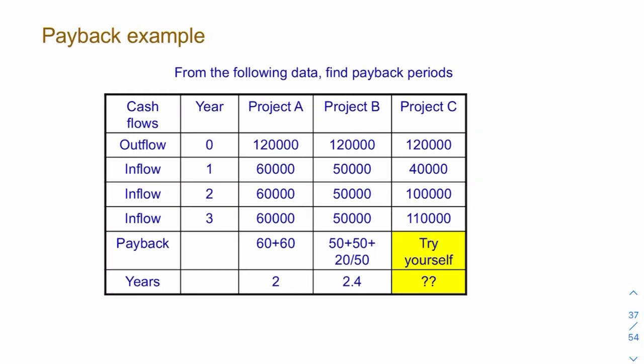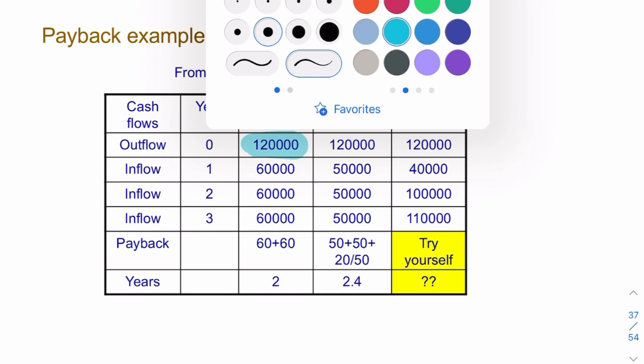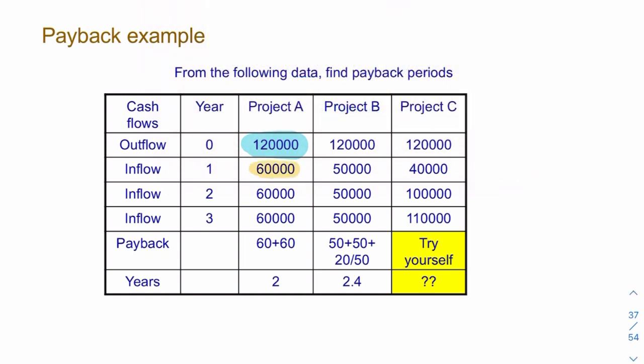So for example, let's say you've got three different projects, A, B, and C. So project A cost me £120,000 to set up initially in year 0. So this is a cash outflow. This is how much it cost me to set up. Now, the first year the company generated £60,000, or the project A generated £60,000. In year 2, it generated £60,000. In year 3, it generated £60,000. The question is, what's the payback? Well, the payback period is 2 years. That's 1, that's 2. So it took 2 years to recover the £120,000.